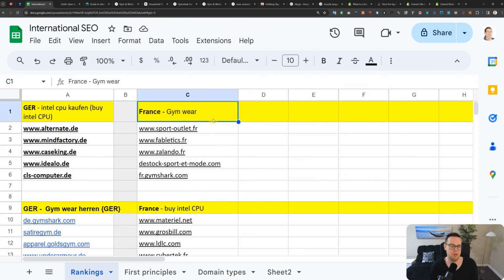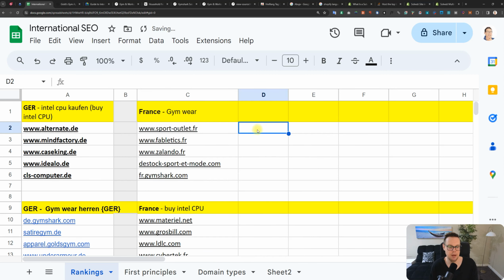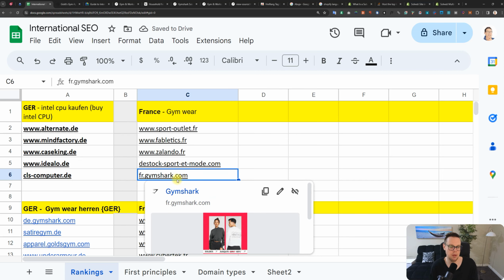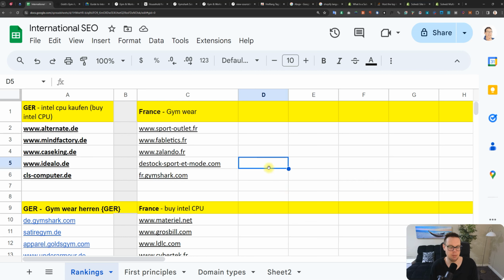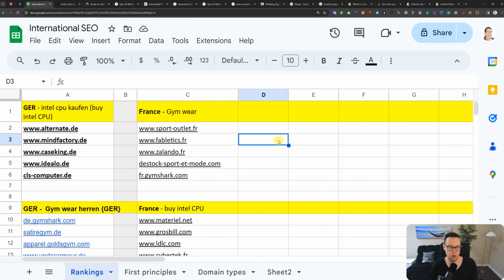We also have here French gymwear, similar situation for French gymwear where only the local French TLDs are ranking, .fr here in the end. And then we have Gymshark also ranking with their subdomain. So it's not impossible to come into the top 5, but Gymshark is a huge brand worldwide, so it would also be very competitive to rank for that.